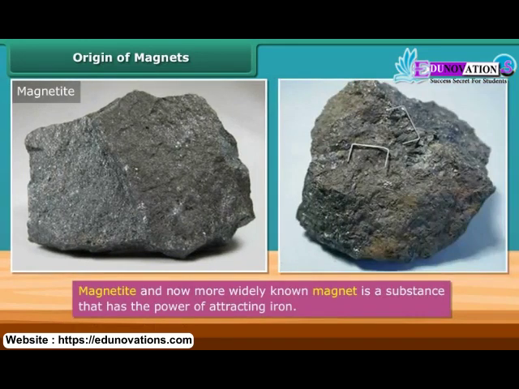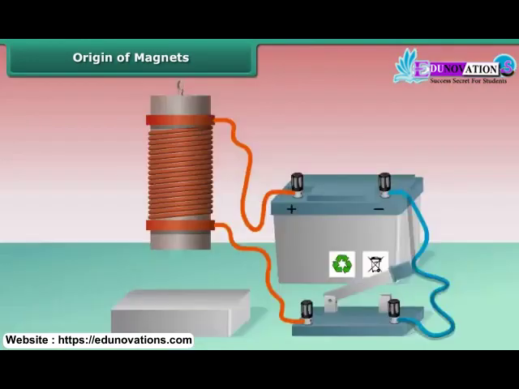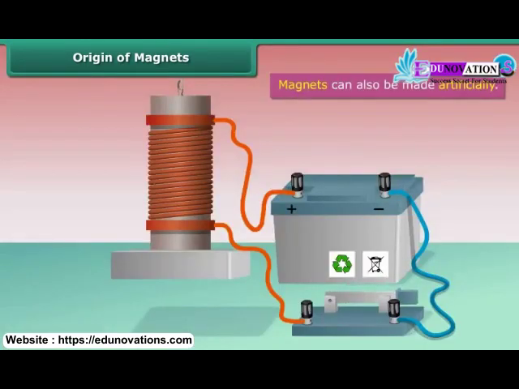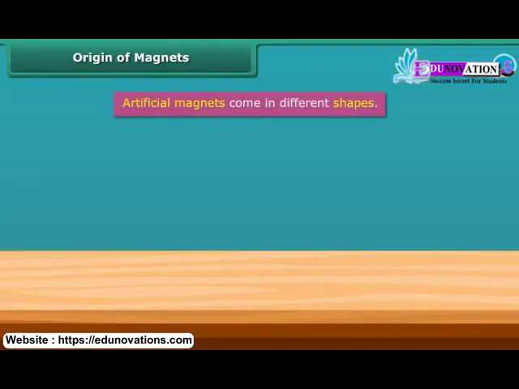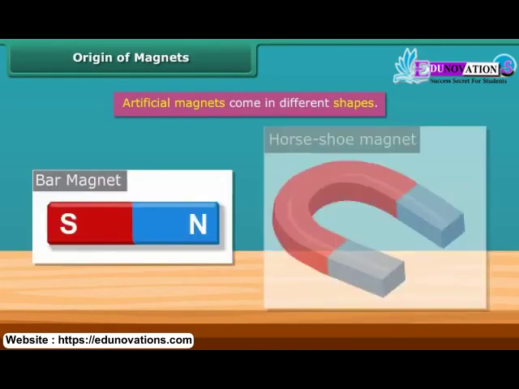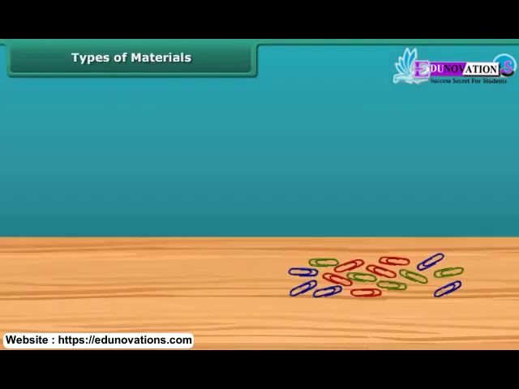A magnet is a substance that has the power of attracting iron. Magnets can also be made artificially. However, the process of making artificial magnets is a recent discovery. Artificial magnets come in different shapes, for example, bar magnet, horseshoe magnet, etc.